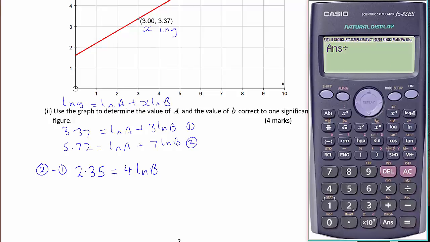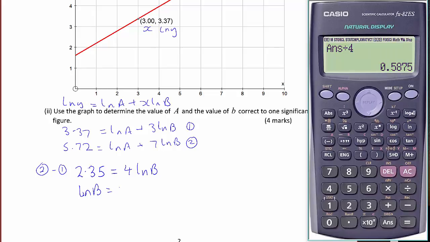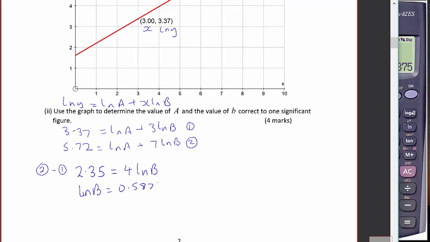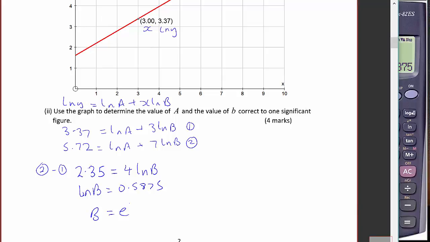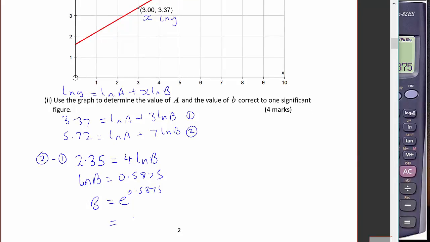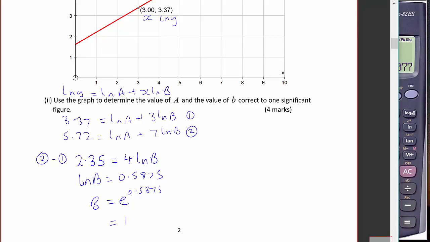So divide that last answer by 4, and we get ln b is equal to 0.5875. So b will actually be e to the 0.5875. That is going to be, so we'll do e to the last answer, and let's call that 1.8.